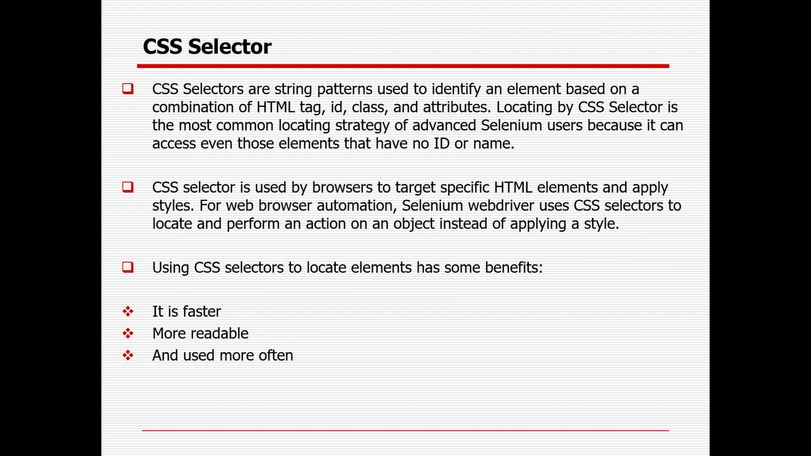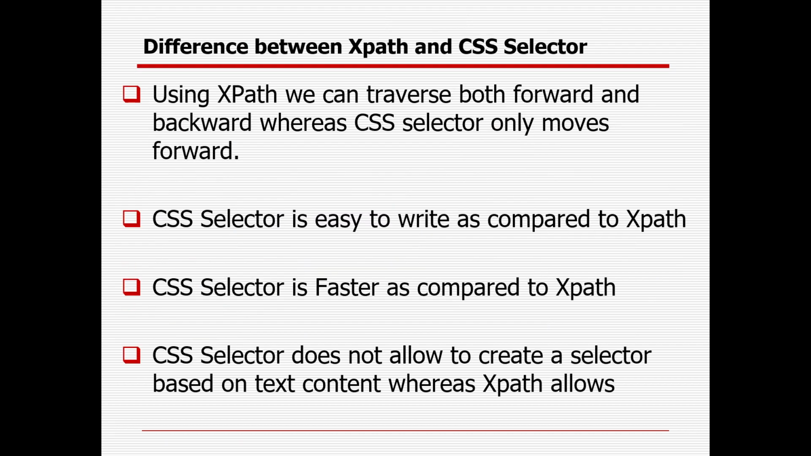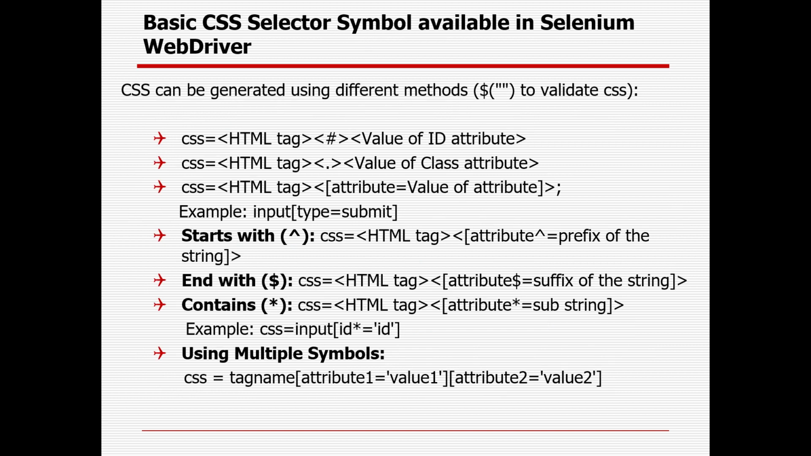Okay, so the next one is CSS. Similarly, in case ID and all this stuff is not working, then you can create your CSS selector. It will also be a string pattern. CSS is much faster, more readable, and most organizations use CSS. So what is the difference between XPath and CSS? CSS is very easy to write compared to XPath, and it is faster compared to XPath.